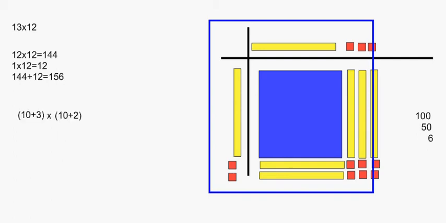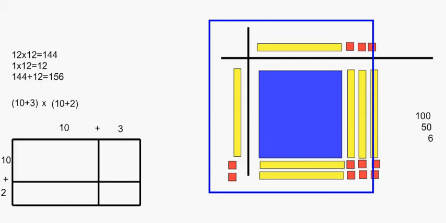Now a student might want to speed up this process. Instead of using all the blocks, they might want to use a bigger chunk and use the partition method. So our question might look like 10 plus 3 times 10 plus 2, and they're going to break that down into its chunks. So they might break it up this way. We've got 10 plus 3 and a 10 plus 2. The 10 piece is bigger than the 3 piece, and the 10 piece is bigger than the 2 piece. It's not quite to scale, but I don't have a lot of room here, so I'm just going to do it like this. And then we just fill in each section.